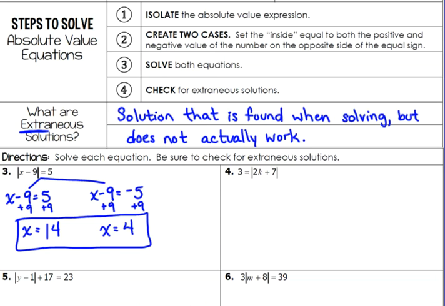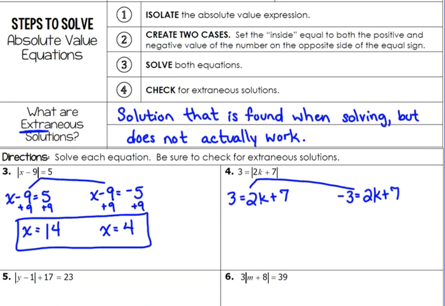All right, let's do another one like that. Again, absolute value already isolated, so I'm just going to create my 2 cases. This one flips sides with where the absolute value is. It doesn't matter, same thing, okay? I'm only going to change the sign of the number that was not inside the absolute value, or that's on the other side from the absolute value.